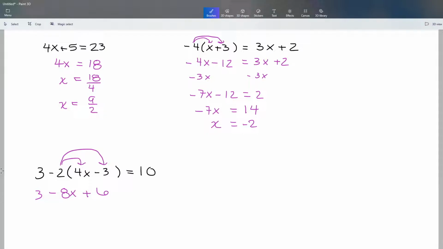We're going to be careful with our negative signs, okay? And then I'm going to go ahead and combine like terms. So 3 plus 6, that's 9. Okay. And then I'm back to more like the first example where I know I just need to get x by itself. So I'm going to subtract 9 from both sides. 10 minus 9 is 1. And then divide both sides by negative 8.